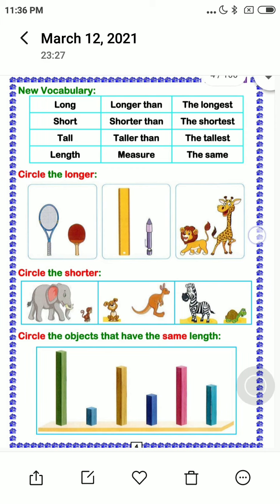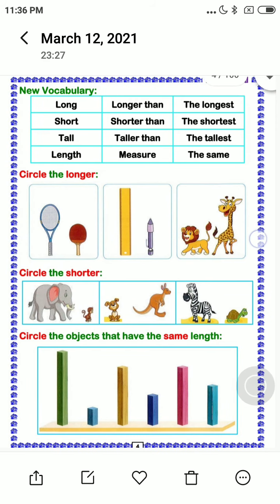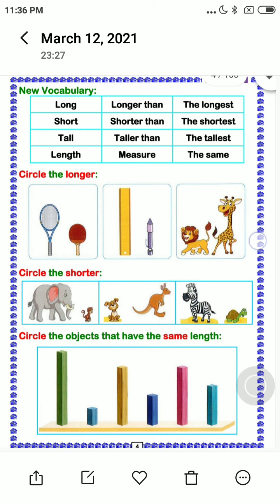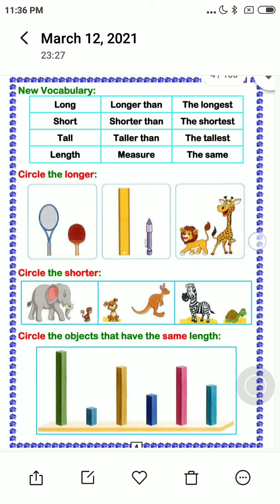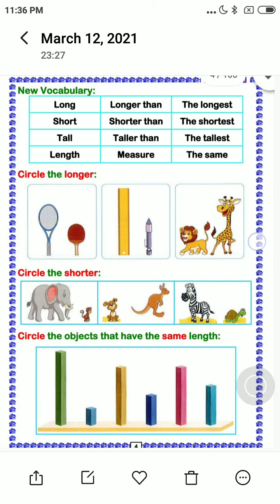Picture number three. We have a zebra and a turtle. Which is shorter? The zebra or the turtle? Of course it is very clear. The turtle is the shorter. So we will put a circle around the turtle.